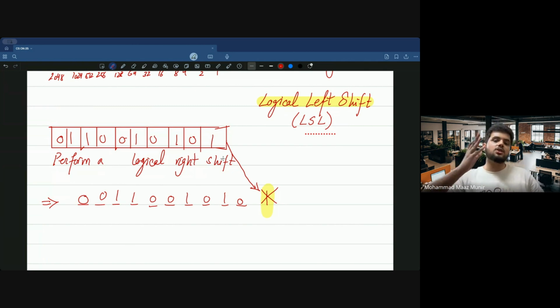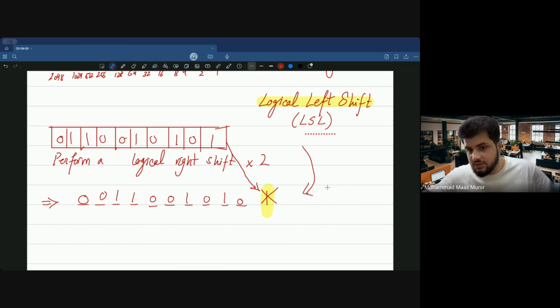Whenever a question says logical left shift, you just need to shift all the numbers to the left side. The question could be something like perform a logical right shift x2. When it says x2 or 2 times, it means you first need to get to this answer, and then you again need to perform another logical shift. LSR means logical shift right. So again perform logical shift right.